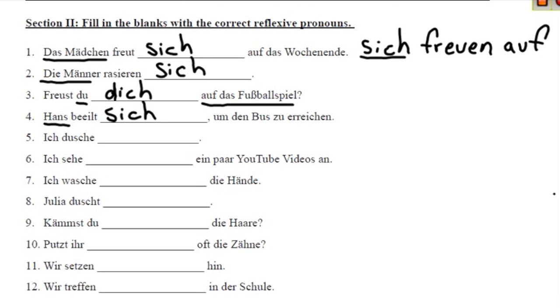Ich dusche. I am showering. Obviously you're showering yourself, so you're saying ich dusche mich. I am showering myself. Now this next one's where we get a little bit more complicated.